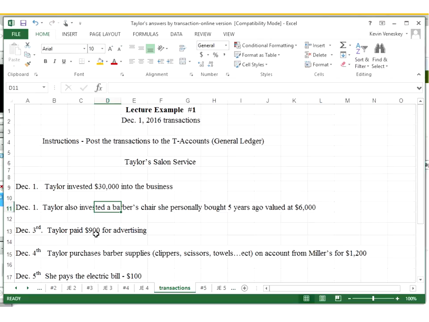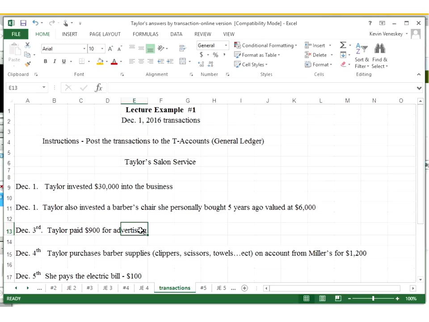Number 3, Taylor paid $900 for advertising. Okay, so we ask, what did the business get? Well, we got the use of advertising. That's a benefit that the business gets. And now we have to ask, is this advertising for right now? Unless it says otherwise, we'll assume yes. And is this advertising going to last me more than a year? No, it's not. It only lasts during that month that it maybe ran in a magazine or on a radio commercial. So it's going to last definitely a month or less, most likely, but definitely less than a year.